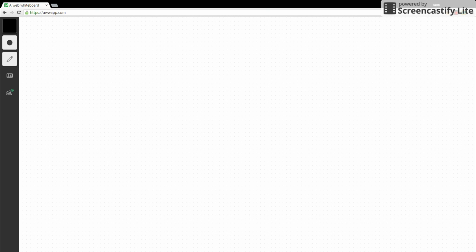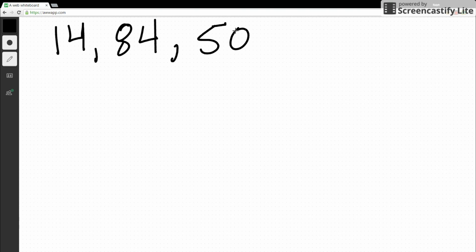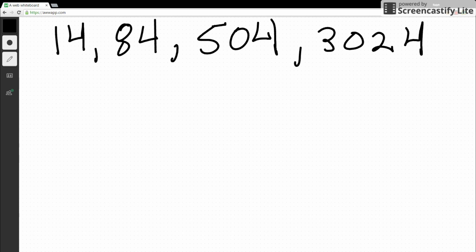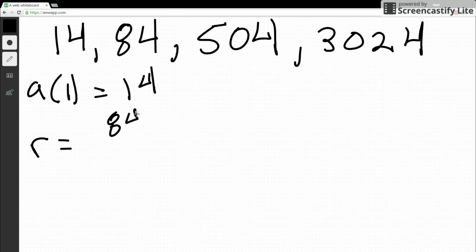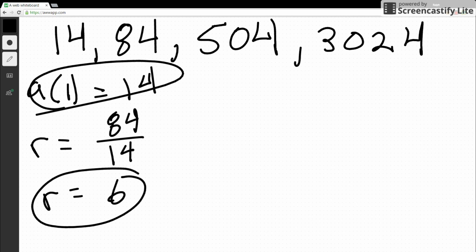Last question here. We're going to go ahead and write the explicit and the recursive formulas. So here's the sequence for the first one. You can see this is getting bigger, so we're definitely looking at an r greater than 1. The first thing I do, I'm going to find my a sub 1, which is my first term. And then I'm going to find the r. You get that from doing the right term over the left term. And then I believe that is 6. So there's my two crucial pieces of information.